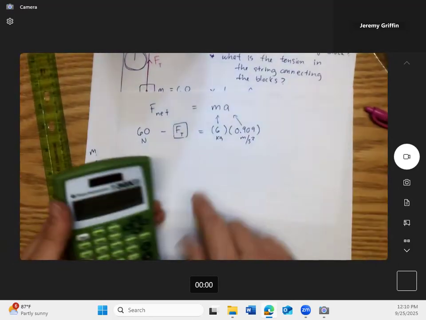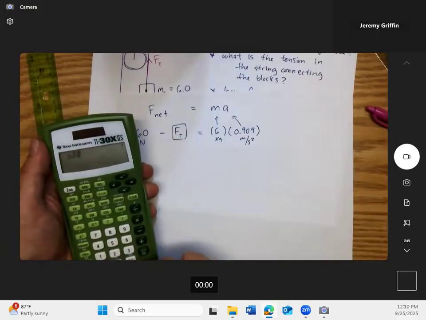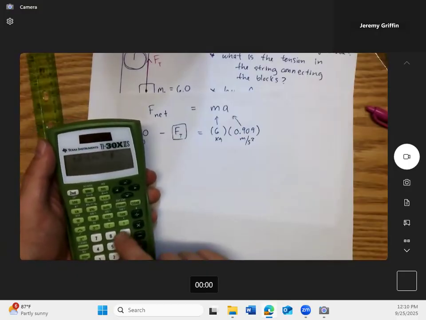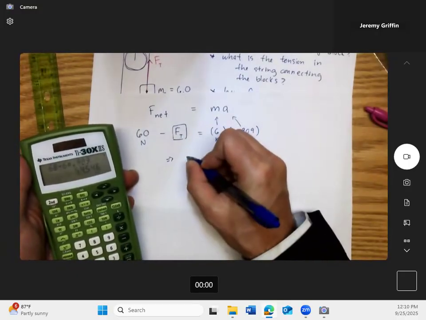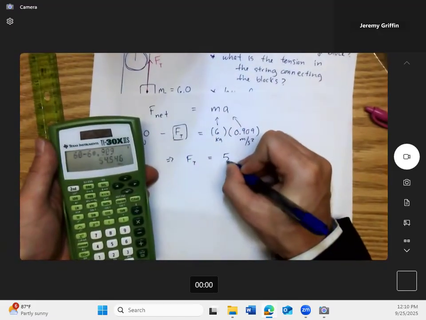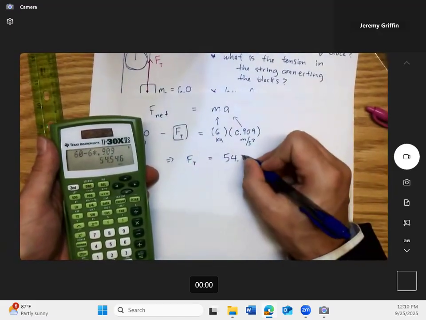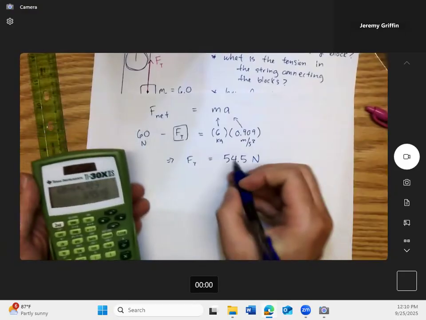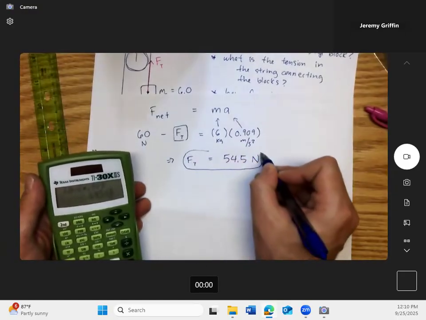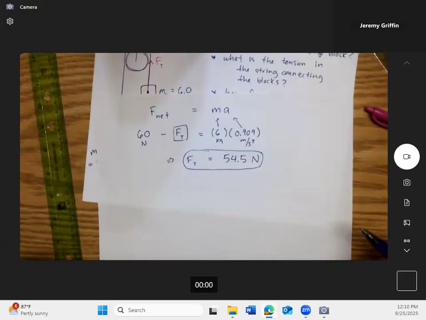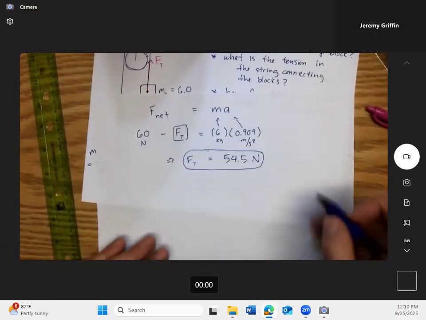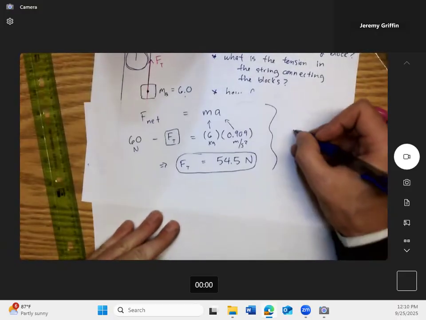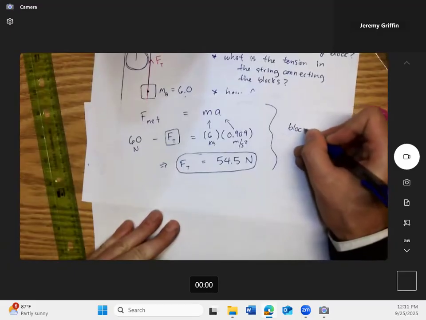So do a little algebra shuffle, add this, subtract that. 6 times 0.909. I'm getting therefore the tension force equals 54.5 something. So this is rounded a little bit. Okay. So basically 54.5 newtons. Or I could have said this is in terms of block B.